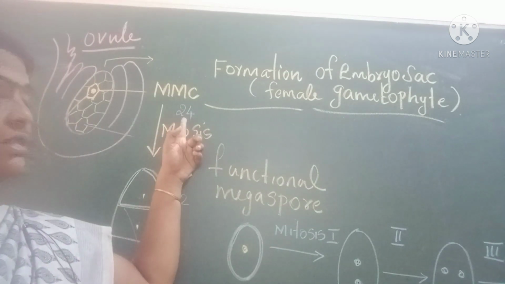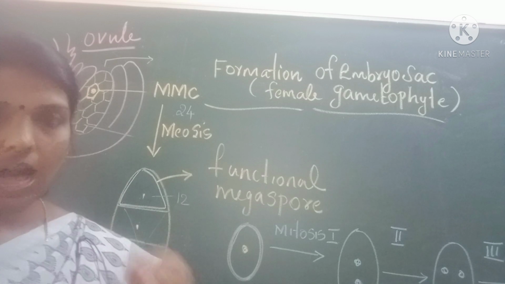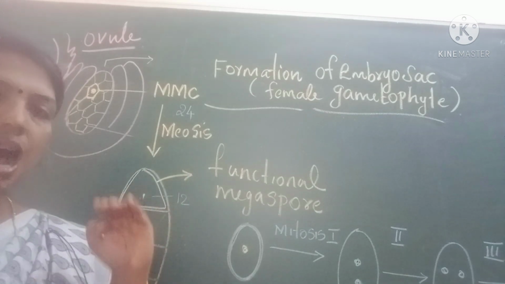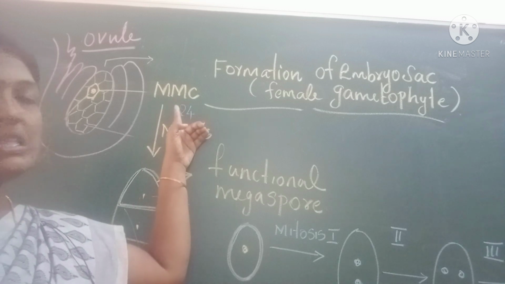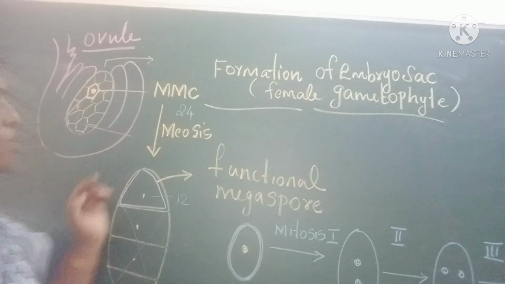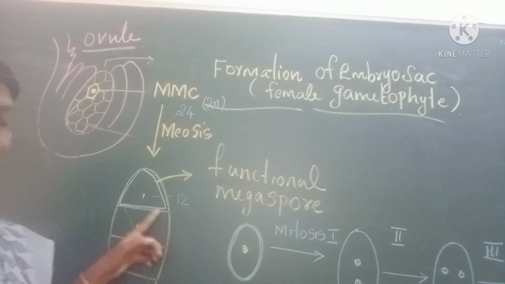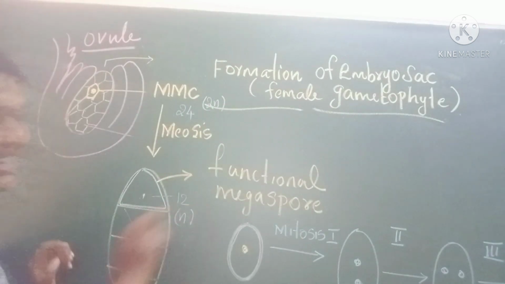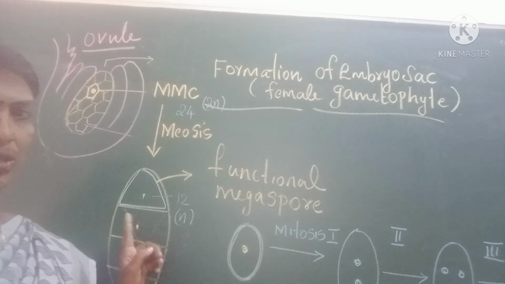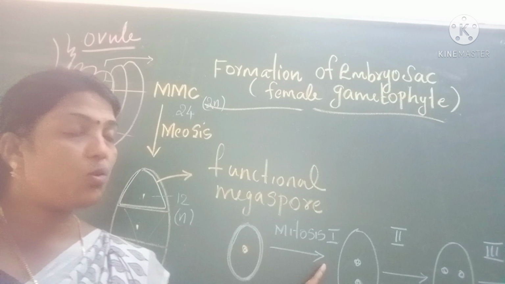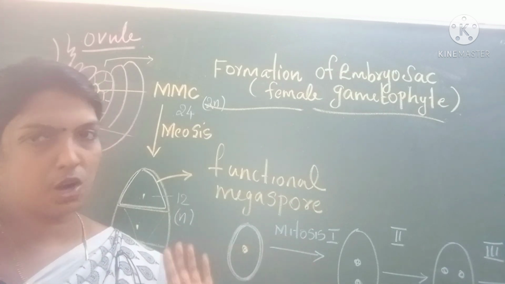In meiosis, the chromosome number becomes half. Clear? So here also the megaspore should consist of half the chromosome number of the megaspore mother cell. The megaspore mother cell is diploid, 2n, while the megaspore should be haploid, n. The n number of chromosomes can be seen only in megaspores. When these megaspores undergo mitosis, there is no change in chromosome number.